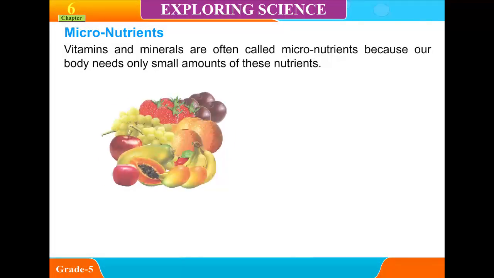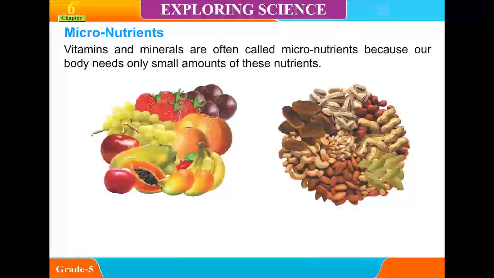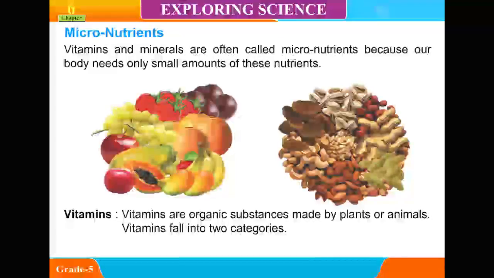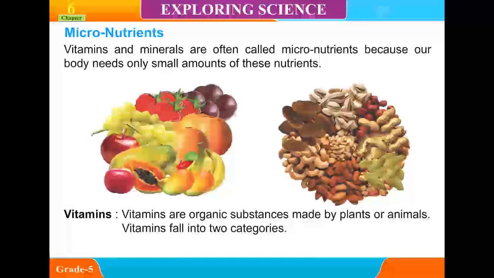Micronutrients. Vitamins and minerals are often called micronutrients because our body needs only small amounts of these nutrients. Vitamins. Vitamins are organic substances made by plants or animals. Vitamins fall into two categories.